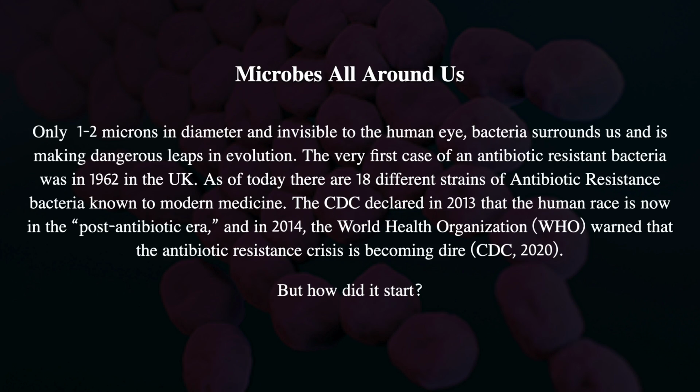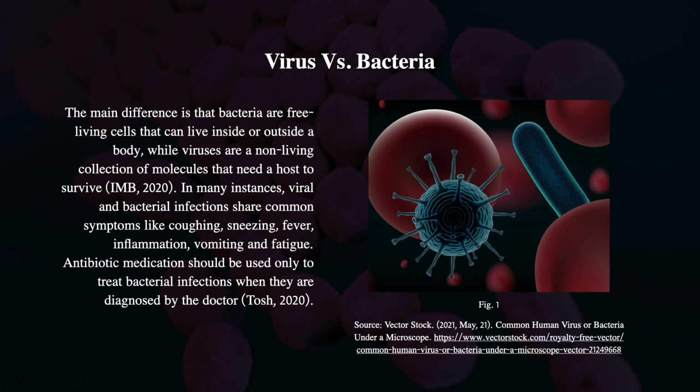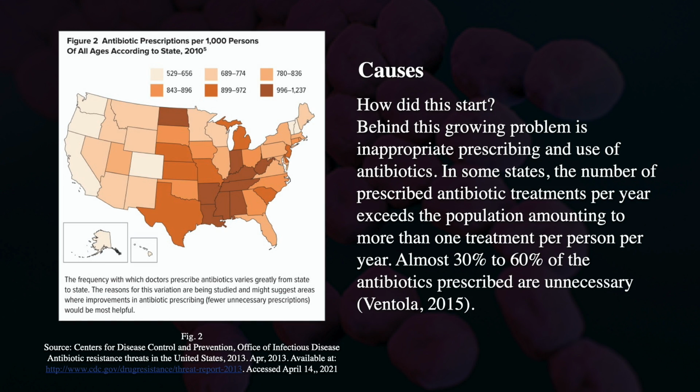The first case of antibiotic-resistant bacteria was in 1962, but how did it start? First, it's important to know the difference between a bacterium and a virus. Bacteria are free-living cells that can live inside or outside a body, while viruses are non-living molecules that need a host to survive. This growing problem is mostly caused by inappropriate prescribing and use of antibiotics.